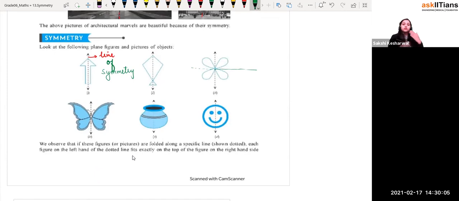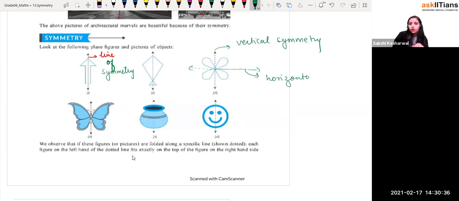You see the figures and ask in how many ways you can fold the paper and get the same thing. In that way we say it has that many lines of symmetry. Lines of symmetry can be in a vertical way, a horizontal way, or a diagonal way, right? So this one is said to be vertical symmetry, right? And this one, if you draw it like this, is said to be horizontal symmetry, right?